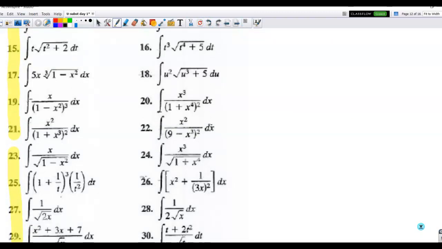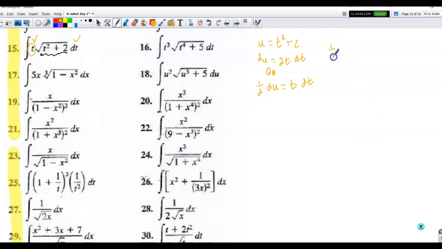In number 15, I have an inside function of t squared plus 2. So I'm going to let u equal t squared plus 2. Take the derivative: du is 2t dt. Use math eyes. I don't see a 2 over here, but I do see a t, so I'm going to divide the 2 to the other side. All right, I come back over here, I see a t times dt, so I'm good to go.